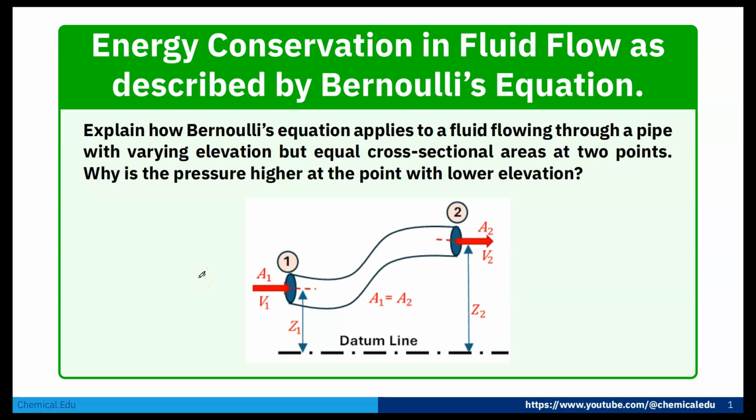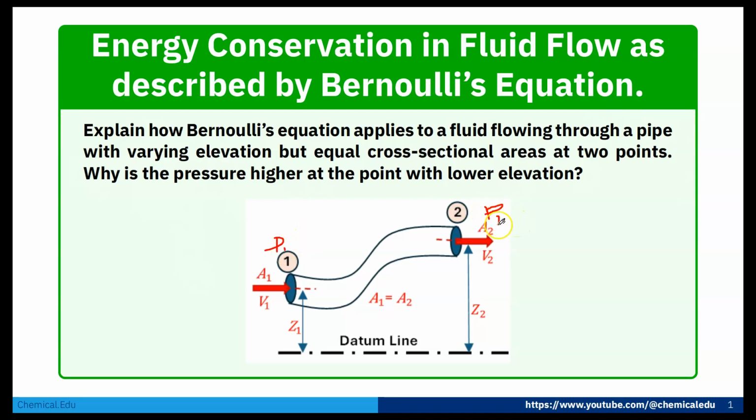Today I'll talk about energy conservation in fluid flow as described by Bernoulli's equation. Explain how Bernoulli's equation applies to a fluid flowing through a pipe with varying elevation but equal cross-sectional areas at 2 points. Why is the pressure higher at the point with lower elevation? So here pressure will be higher than here, P2.